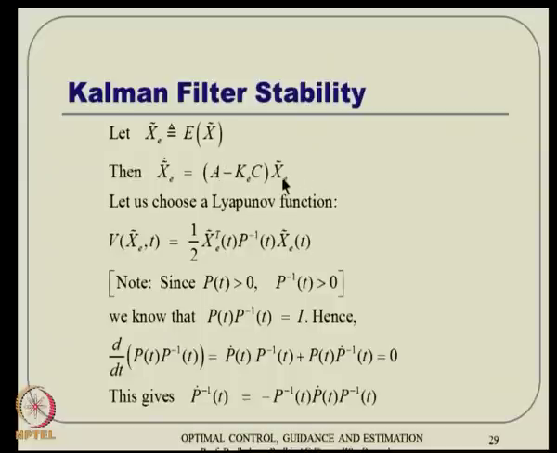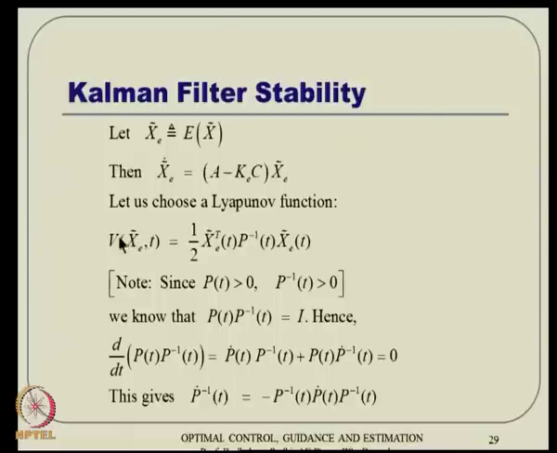So, this expression we know. Then we select a Lyapunov function of this form. Remember, a Lyapunov function can be chosen as anything as long as it satisfies certain properties like positive definiteness. This is a positive definite function, because P is positive definite, so P inverse is also positive definite. So we can select it that way. The Lyapunov theory will tell you to select a positive definite V, and then with respect to that selection, V dot has to be negative definite.